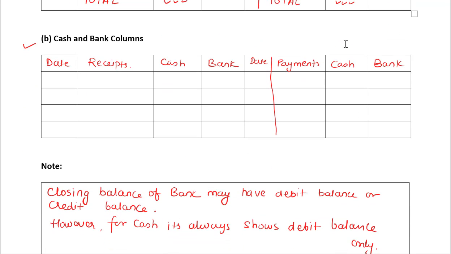Cash and bank columns. Again we have on receipt side to balance brought down. That is the opening balance of cash as well as opening balance of bank. To receipts in cash as well as in bank. There would be few debtors making the payment in cash and bank both.